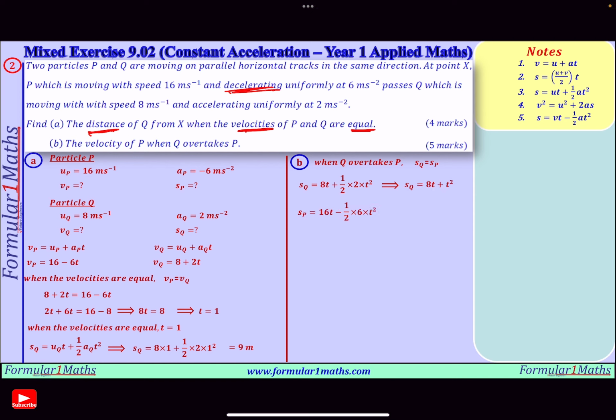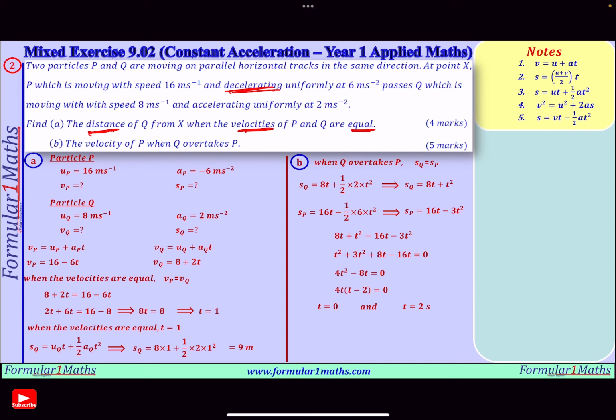Similarly, the distance moved by p in any time t is given by the following equation. This will simplify to 16t minus 3t squared. But when q overtakes p, the two distances are equal. So we equate them to get the following equation. Rearrange to get a quadratic equation in t, simplify to get this, and then we solve to get t equals either 0 or t equals 2 seconds.